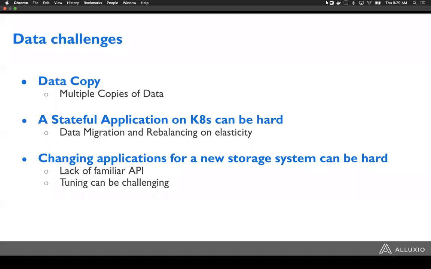And also, changing applications to any new storage system which is deployed on Kubernetes can be very hard as well. If the storage system that is available on Kubernetes does not provide a familiar API, your applications will need to change. And not just the modifications that are needed to your applications, but tuning your applications for performance can also be equally challenging.